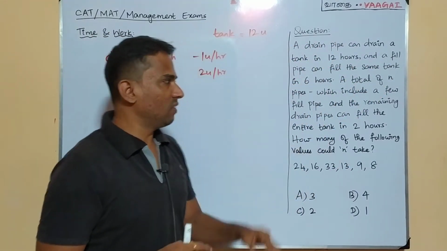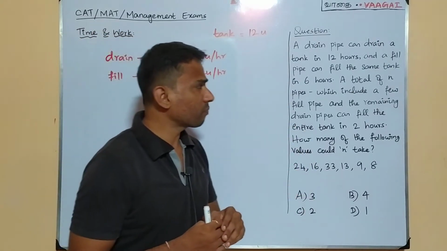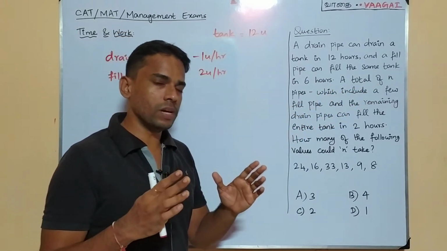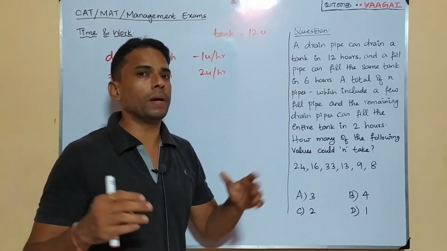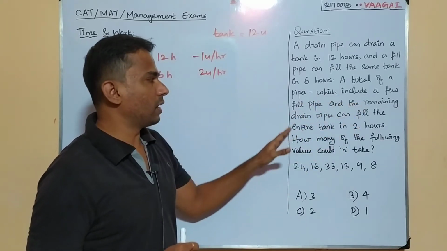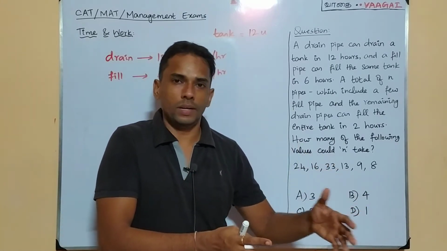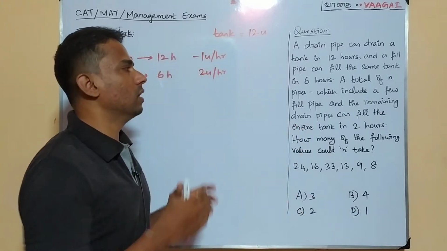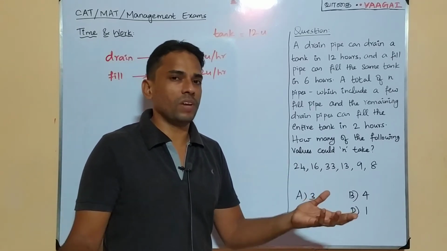Anyways, we'll continue the question. We have a lot more information to be seen here. A total of n pipes. Here is where we should be concentrating more. There are totally n pipes, which include a few fill pipes and the remaining drain pipes. Some of them are fill pipes and the other remaining are all drain pipes. That's what they say here. But we don't know the value of n, totally how many pipes are there, we have no idea.